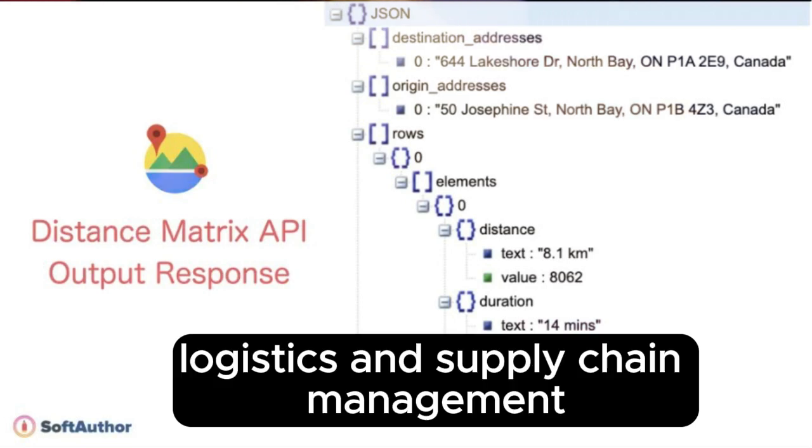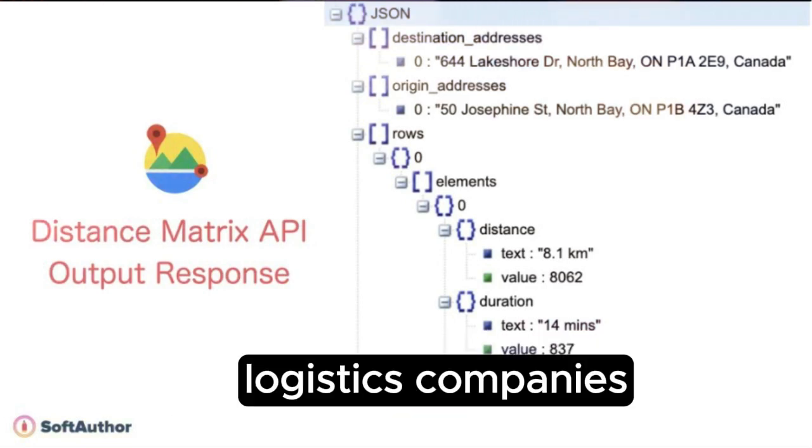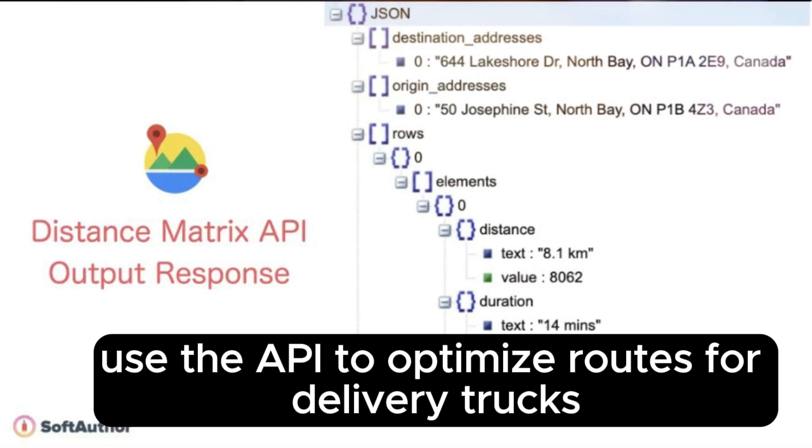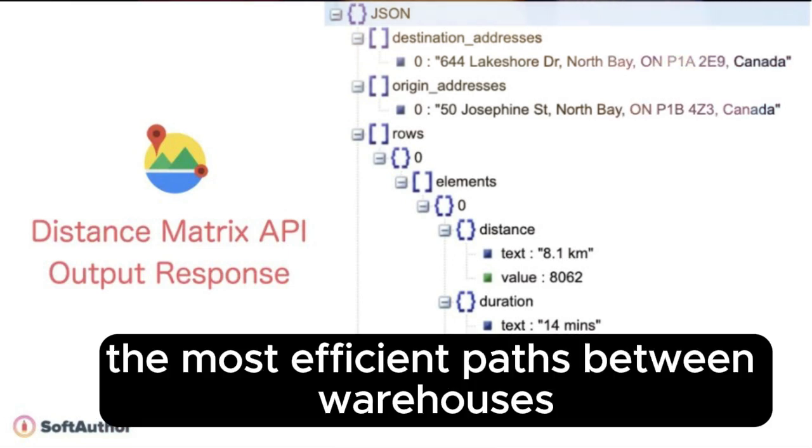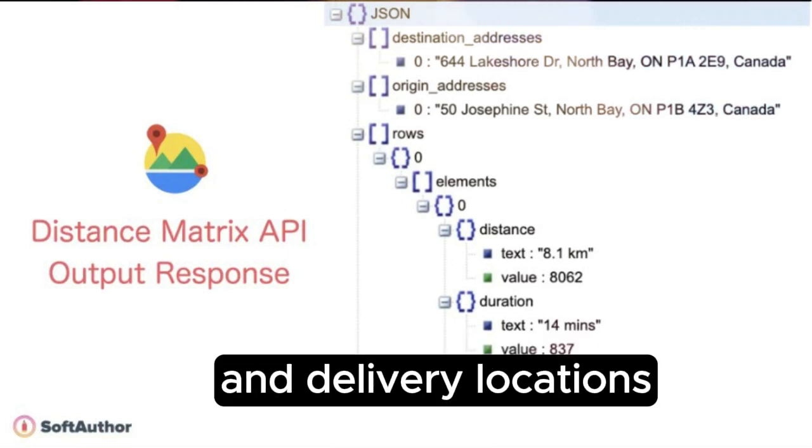Logistics and supply chain management. Logistics companies use the API to optimize routes for delivery trucks by calculating the most efficient paths between warehouses and delivery locations.